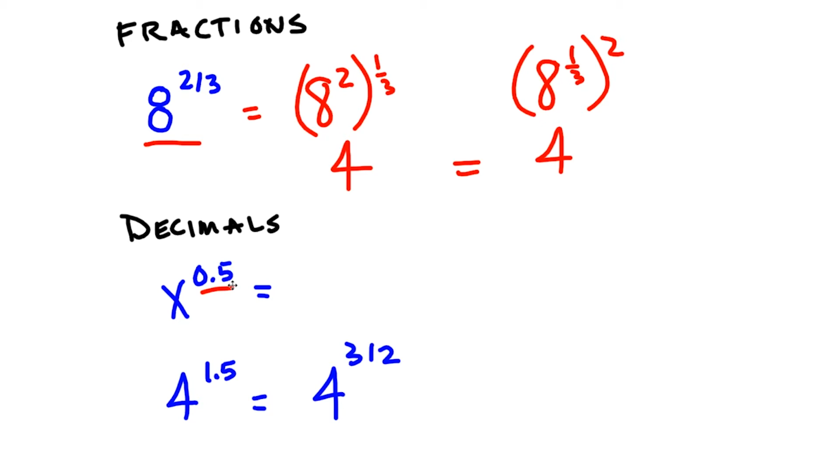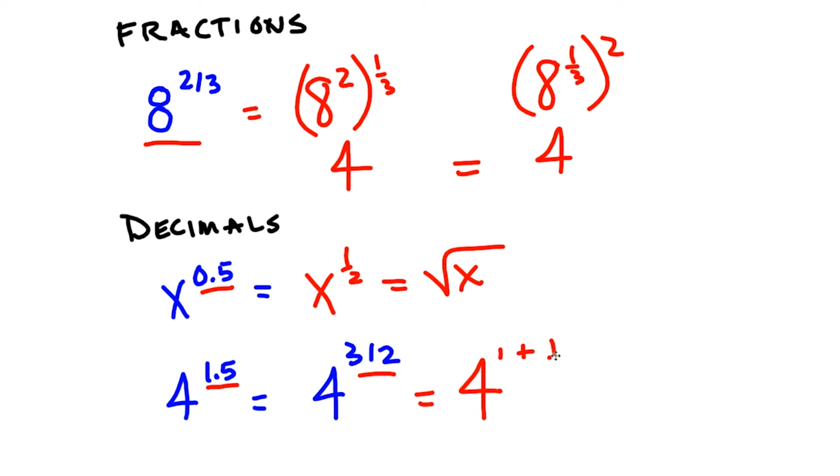It's pretty rare, but an exponent might be a decimal. X to the 0.5 is just x to the 1/2, which is equal to the square root of x. Here's an ugly one, 4 to the 1.5. That's the same as 4 to the 3/2, which is equal to 4 to the 1 plus 1/2, or 4 to the 1 times 4 to the 1/2. This is 4 times 2, which equals 8. Go ahead and enter 4 caret, the exponent symbol, 1.5 in your calculator and prove me right.